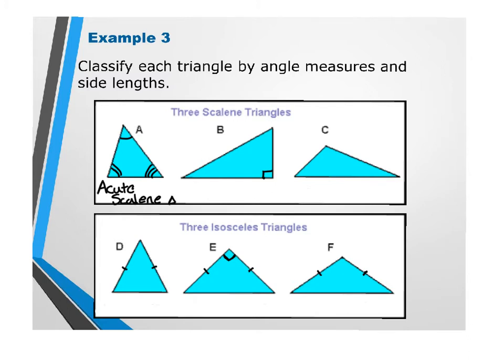In this next one, in B, you have a right angle, so it's going to be a right scalene triangle. And the last one, C, this angle right here is greater than 90, so you have an obtuse scalene triangle.